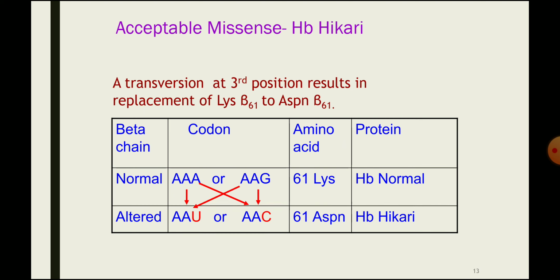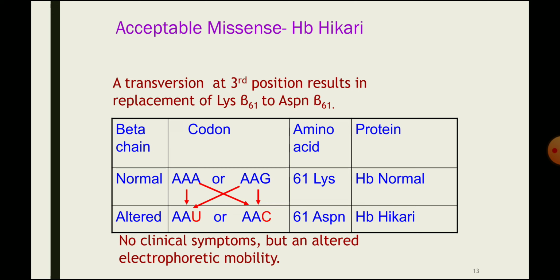Then the acceptable missense, that is Hemoglobin Hikari, again shown in this picture. The change occurs at the third position, that is A and G. A is converted to U, and G is also converted to C. So the 61st position lysine is converted to asparagine. This is the normal hemoglobin pattern, but here it is changed to asparagine, so Hemoglobin Hikari is formed.